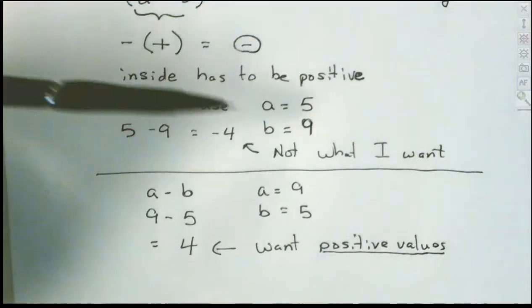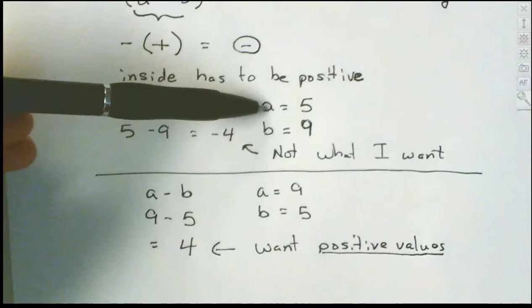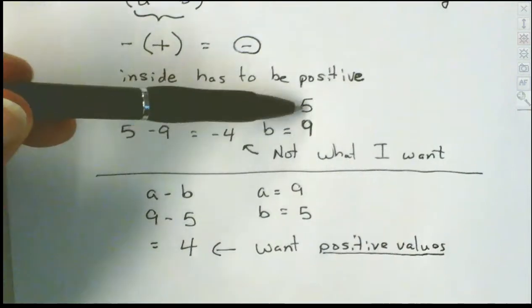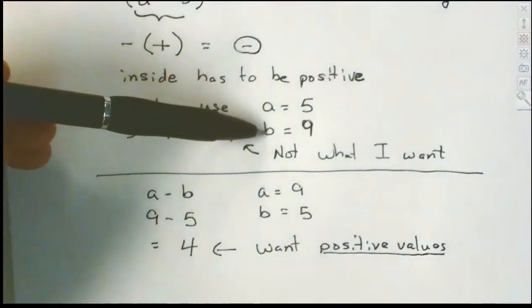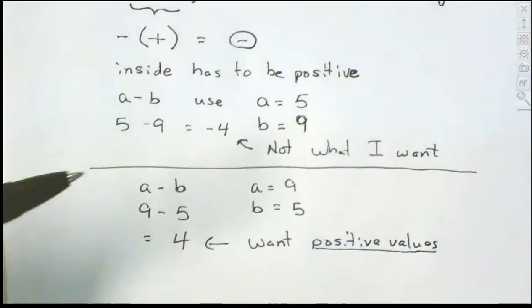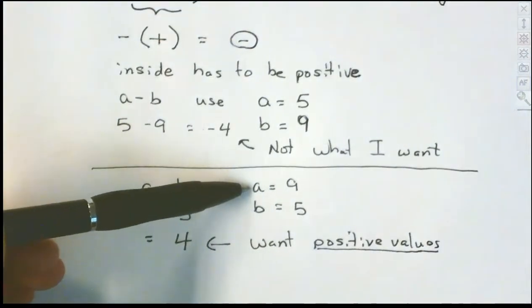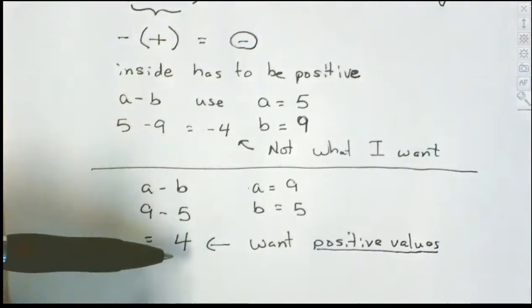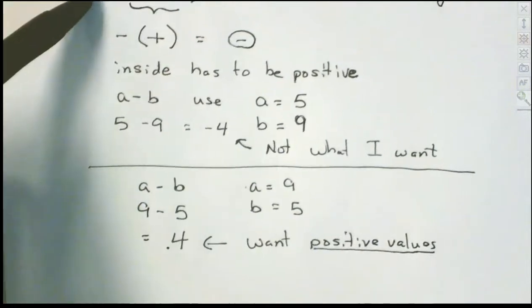Now, let's look at what happens here. We've got 5 for A, 9 for B. Well, in this case, B is the larger number, right? So B is the larger number, and it came out to be what? Negative. We didn't want that. Look at this one. In this case, A was the larger number, right? And that made it then what? Positive, which is what we want, because the negative will switch the signs at the end.